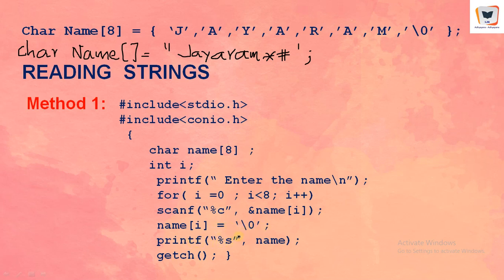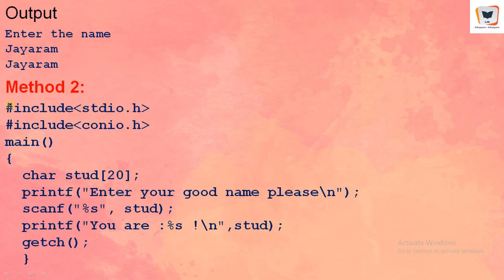Now you can print this and the name will appear. If you don't do this, knowingly or unknowingly, then the string will look very funny with different characters at the end. So enter the name Jayaram, and Jayaram, it is being printed.